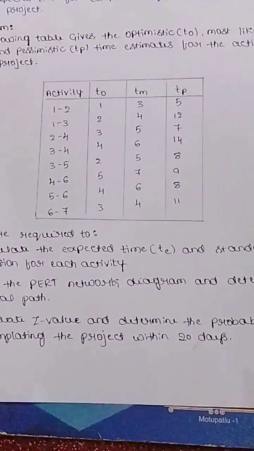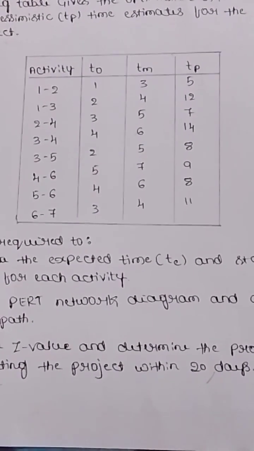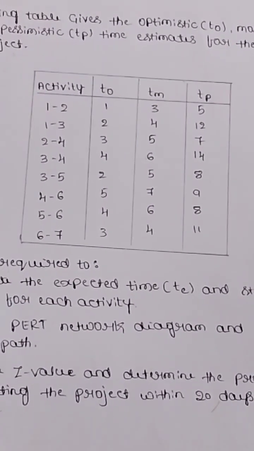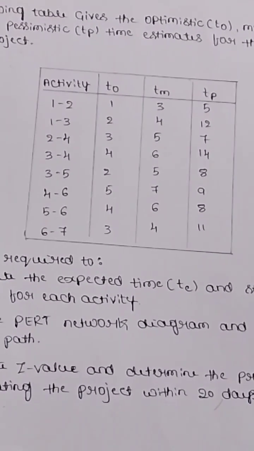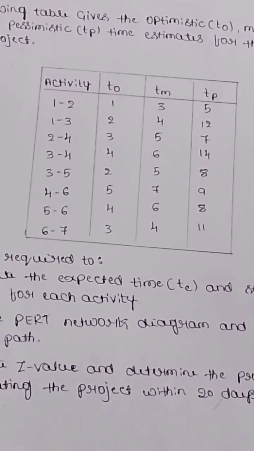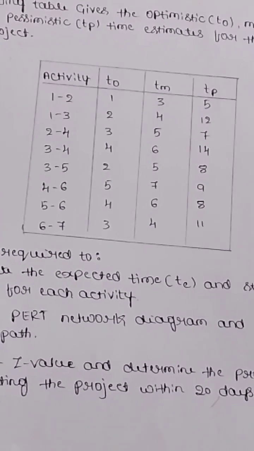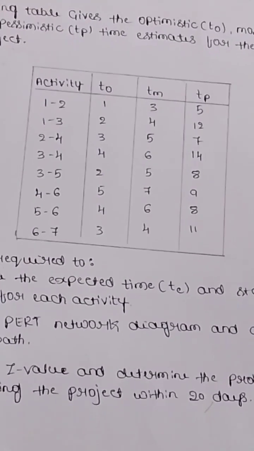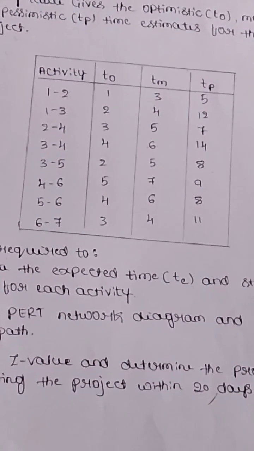In that table, the optimistic time, most likely time and pessimistic time are given. For activity 1 to 2, the optimistic time is 1, most likely time is 3 and pessimistic time is 5. For activity 1 to 3, optimistic time 2, most likely time 4 and pessimistic time is 12. For activity 2 to 4, optimistic time is 3, most likely time is 5 and pessimistic time is 7.